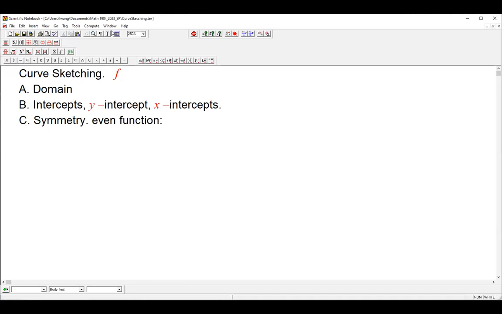We know that for an even function, when the inputs are opposite, their outputs are the same. This is true for all the x values in the domain. So in this case, we only have to graph half of the function in the domain.